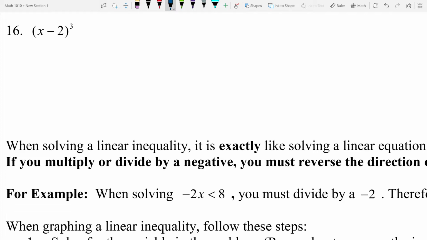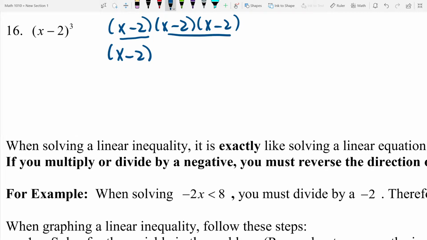Write it 3 times, right? So everybody go x minus 2 times x minus 2 times x minus 2. Look what you're going to do. See this x minus 2? Leave it be and write it down. Take these two x minus 2's and multiply them together.